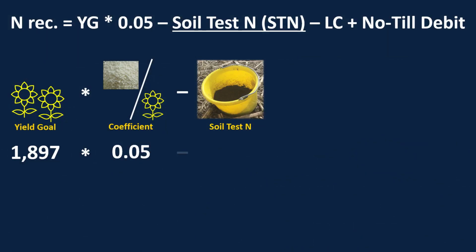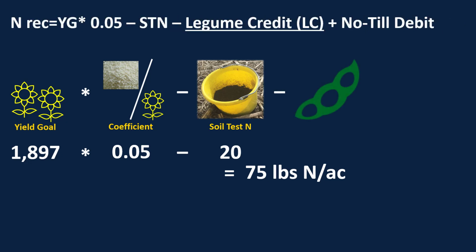So we have our soil test values here, and we subtract that 20 pounds, and we end up with 75 pounds of nitrogen per acre. Our next step in the equation is our legume credit. Our legumes we're concerned about are our soybean, our alfalfa, any clovers or anything like that we planted before we are planting our sunflower seeds.